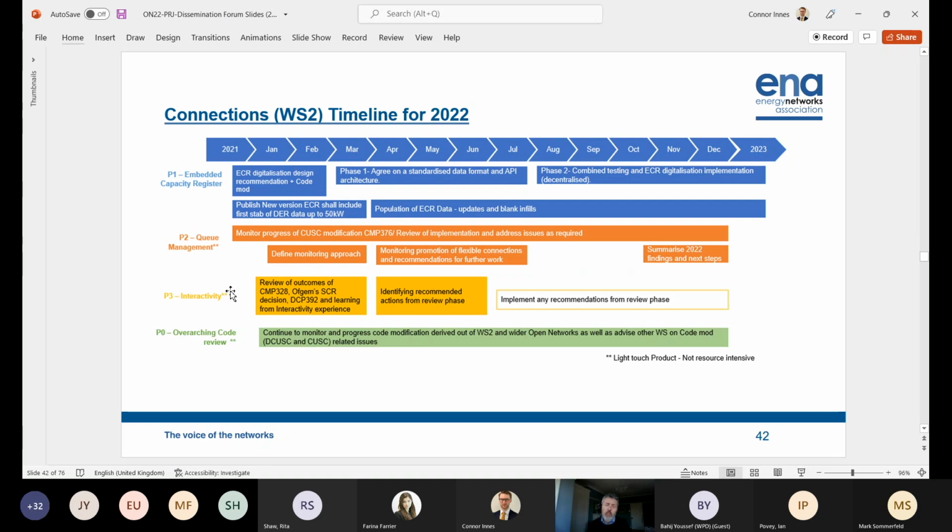We've also got this issue about saying, well, what can we do if we've got a flexible resource that we think we can promote in the queue? How can that work? So we're looking to learn from what goes on in our various implementations of this through this year.